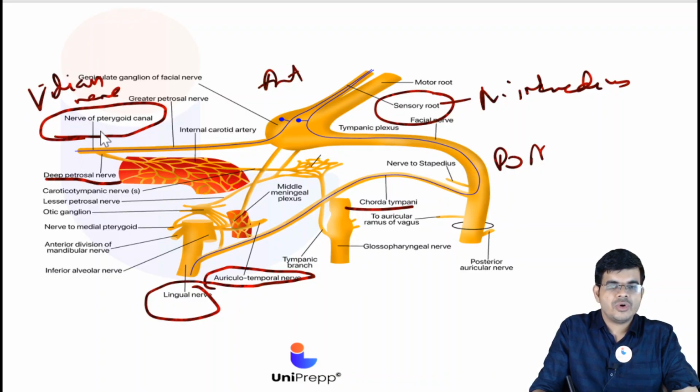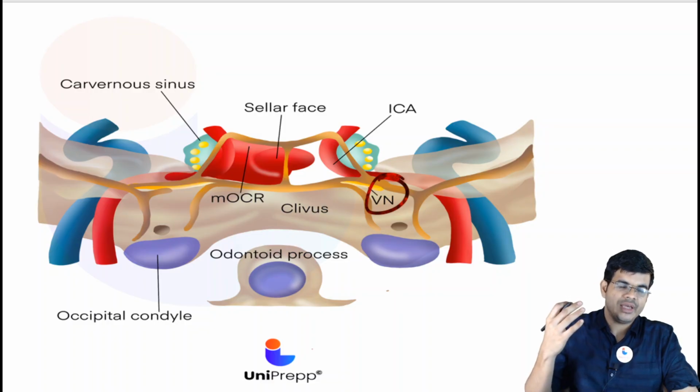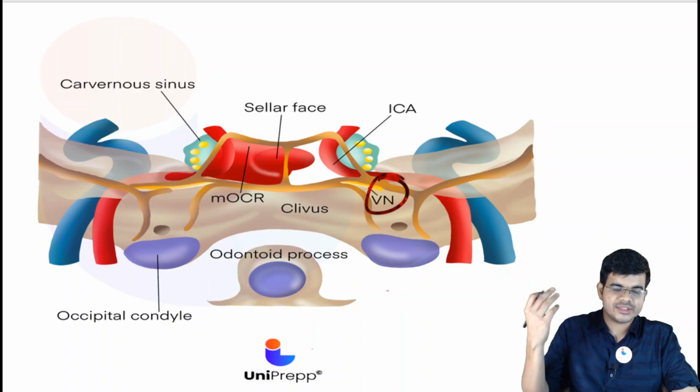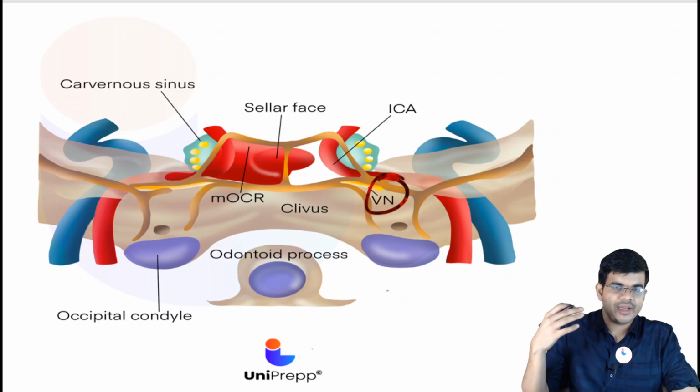So this Vidian nerve then goes on to the inferolateral part of the sphenoid sinus. And this Vidian nerve can be excised in case of increased lacrimation, as in crocodile tears, or in case of rhinitis, vasomotor rhinitis. You might need to go for an excision of the Vidian nerve when it is recalcitrant.